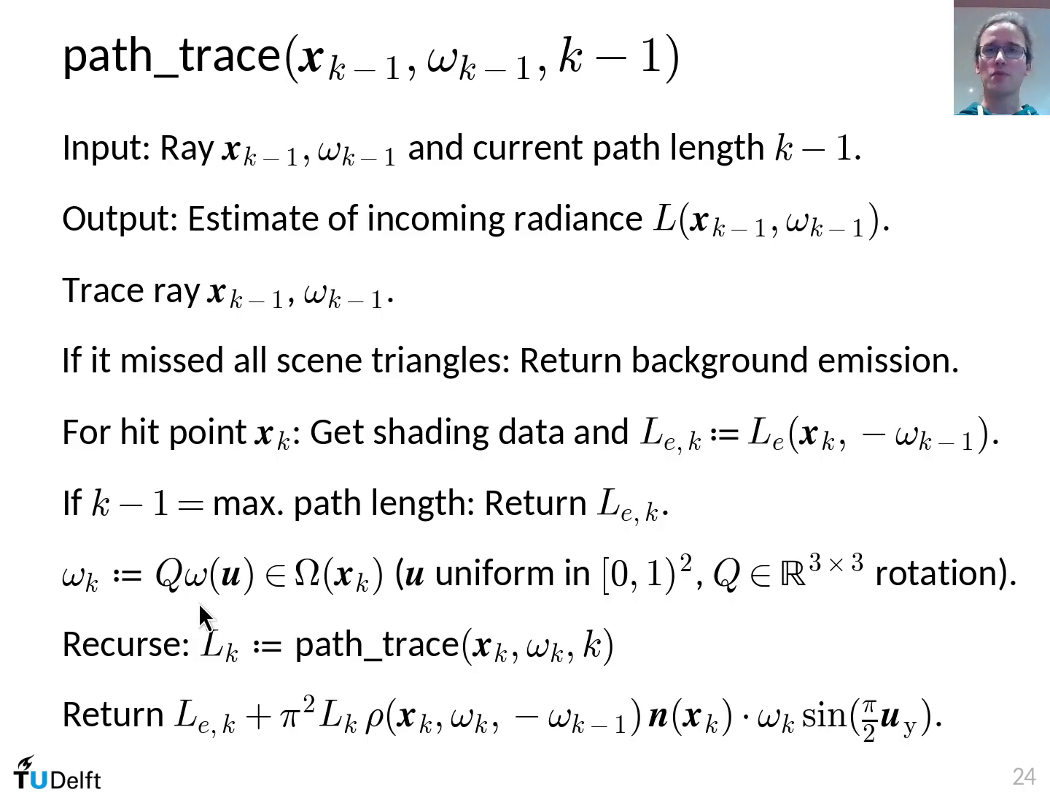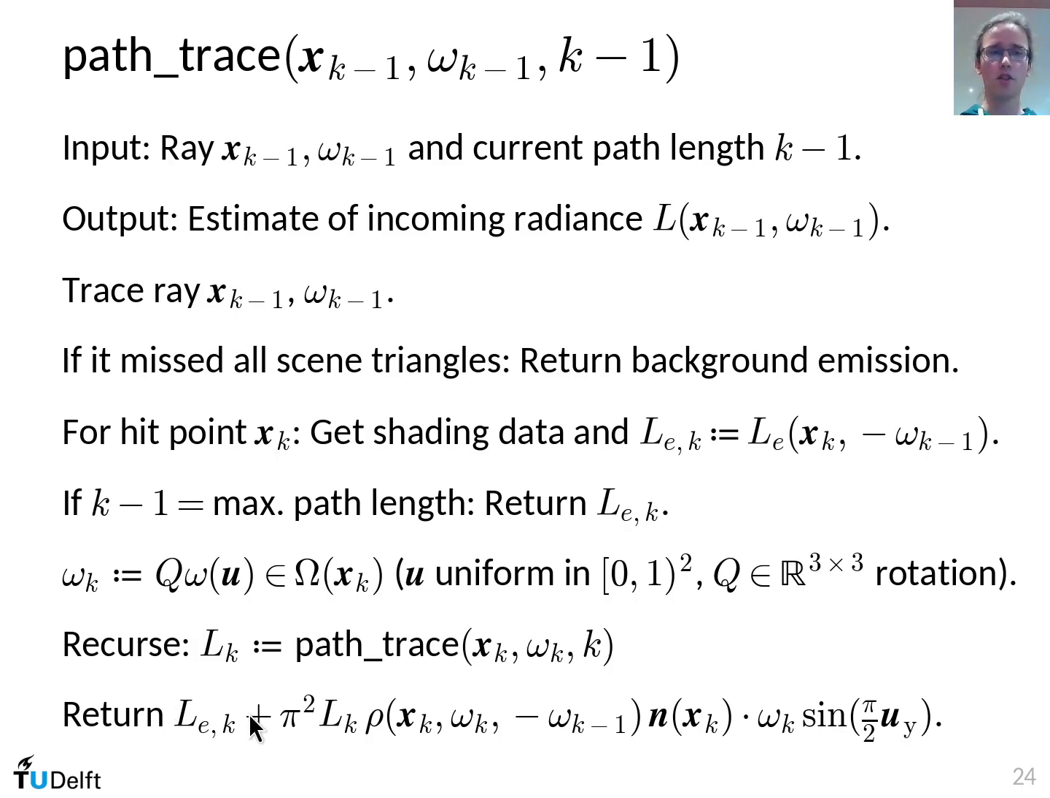And now comes the recursive aspect of path tracing, because now we want to know what is the incoming radiance at point xk from direction omega k, and to get a Monte Carlo estimate of that, we simply invoke path trace again recursively. And out of that we get an estimate of this radiance, and then we are almost done, so now we just have to assemble our Monte Carlo estimate.